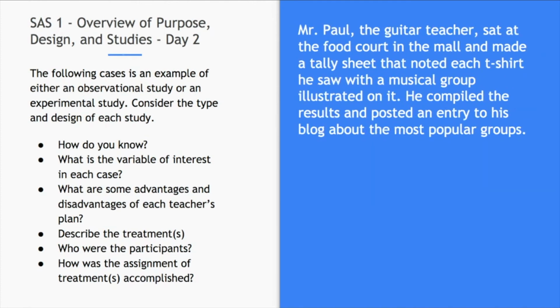Mr. Paul, guitar teacher, sat at a food court in a mall and made a tally sheet that noted each t-shirt he saw with a musical group illustrated on it. He compiled the results and posted an entry on his blog on the most popular groups. Now, that's a survey. It's monitoring. It's an observational study, but it doesn't really determine whether or not people like those groups. It may be that it was the only shirt they had that was clean.